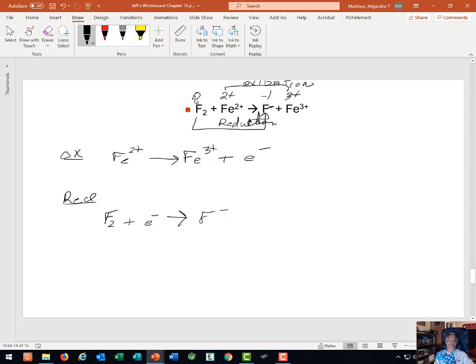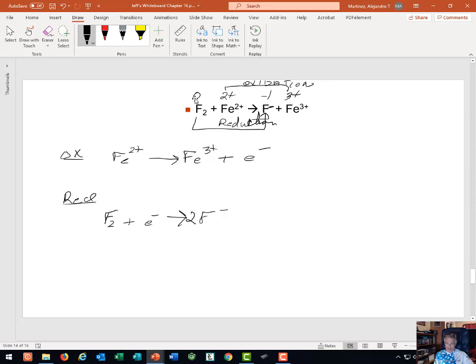So we're going from 2 plus to 3 plus. That is the loss of 1 electron, so that'll just stay as 1 electron. I've got 1 iron and 1 iron. So mass and charge are balanced so far. Here, I've got 2 fluorines on the reactant side, only 1 fluorine on the product side, and so I'm going to go ahead and multiply the fluorines on the product side by 2. Now mass is balanced. I have 2 fluorines and 2 fluorines.